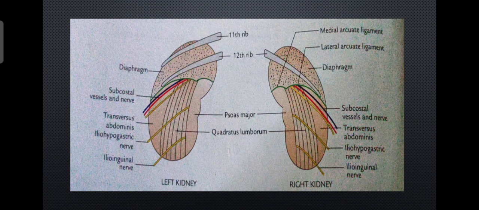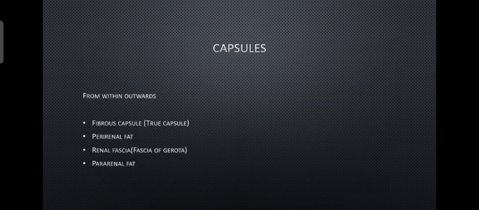Then we move on to the very most important topic, that is the capsules of the kidney. It is a very frequently asked question. So listen carefully. From within outwards, that is from inside to the outside, the kidney is covered by the fibrous capsule, which is also called the true capsule, then the perirenal fat, that is a fatty area covering the capsule.